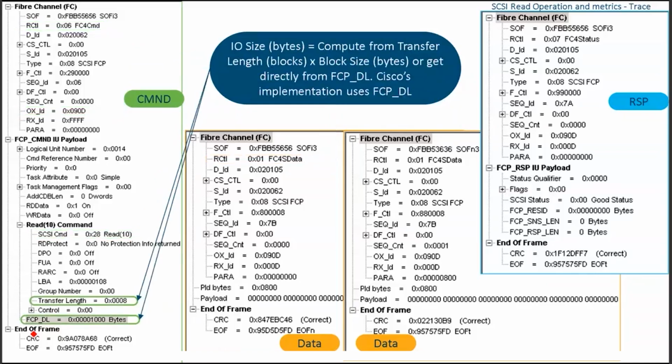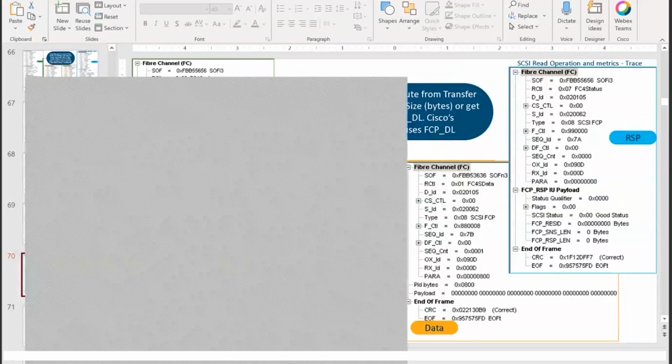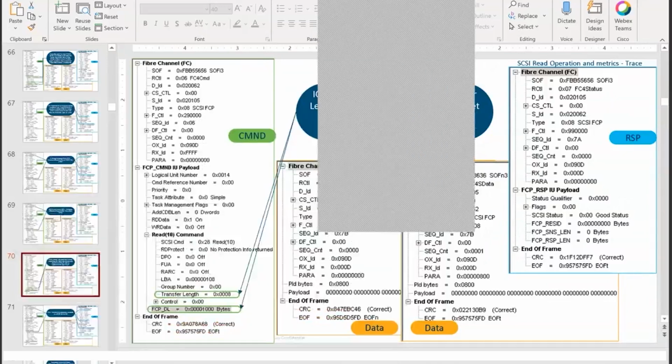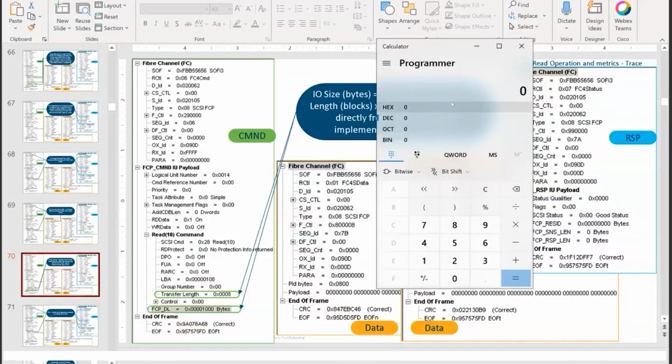Okay, and this is about the IO size. Now, IO size actually is carried in the read SCSI header. You see the transfer length, and that transfer length is not going to make sense because in hex it's 8, right? So what is 8, by the way? Who wants to take a guess? Anyone?